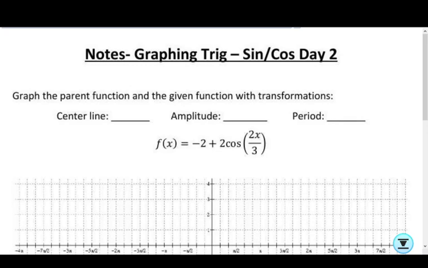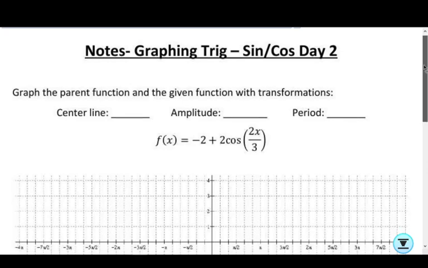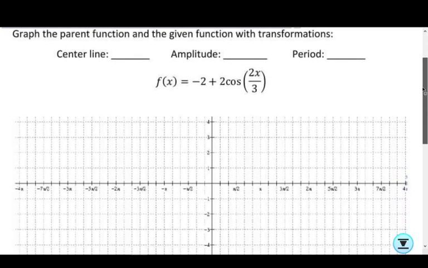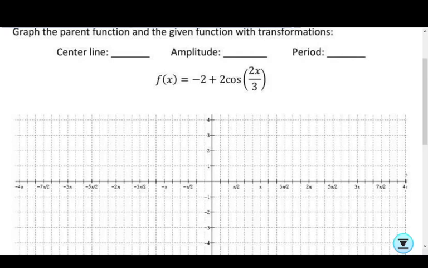Okay, so we're practicing graphing cosine today. Again, the first thing I'm going to do is graph my parent function, but I'm going to write this equation with its transformations: A cosine (bx minus h) plus k. Okay, so this basically will show me what each of these transformations refer to.